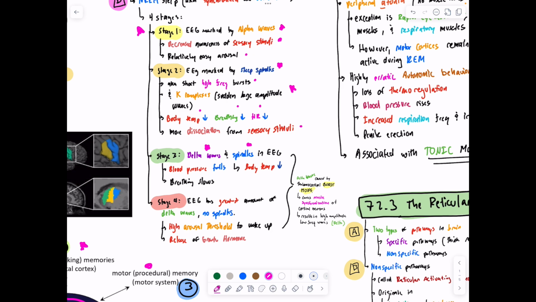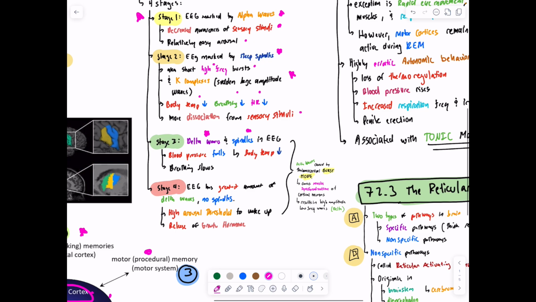Okay, then stage 3 is associated with delta waves for the first time, and you still have the sleep spindles, which again are short high frequency bursts, but delta waves are very low frequency brainwave patterns. We said less than 4 hertz was the frequency of those, and they're evidence of pathology if you're awake and you have delta waves, but if you're asleep, they're considered normal. Blood pressure falls, body temperature falls, breathing slows.